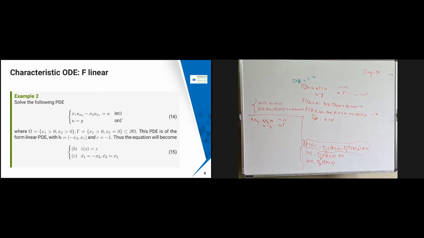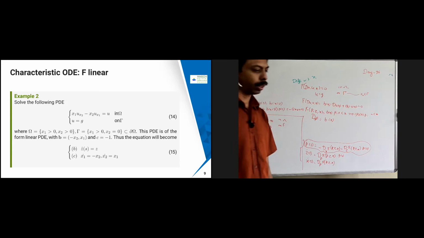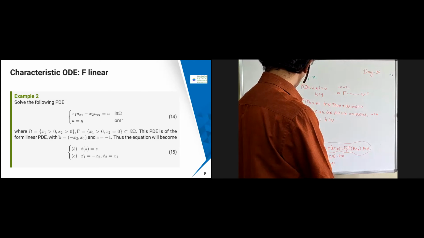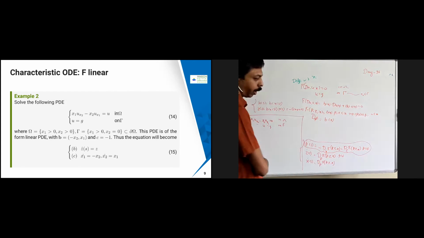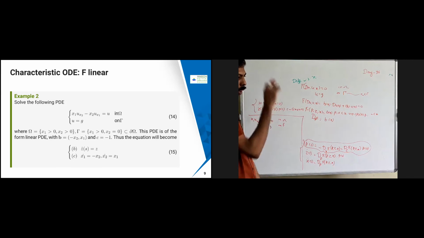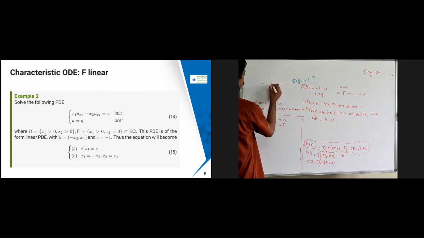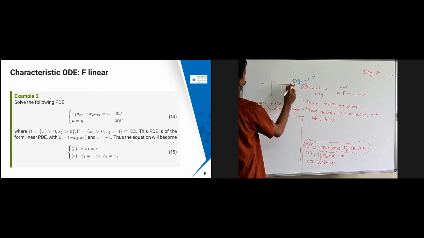Now, this is a linear PDE, because here only x1 is there, here only x2 is there, no u square terms with respect to u and x1. Therefore, this is a linear PDE where omega is given as a quadrant: x1 greater than 0 and x2 greater than 0, which means it's in the first quadrant. And gamma is given as x1 greater than 0 and x2 equal to 0, which means we are going to take only the first line. This is going to be my first quadrant, and this is going to be my gamma. This is gamma, and this is omega.